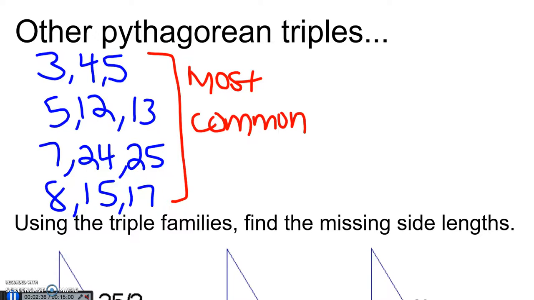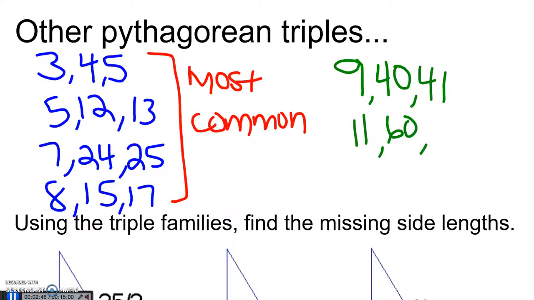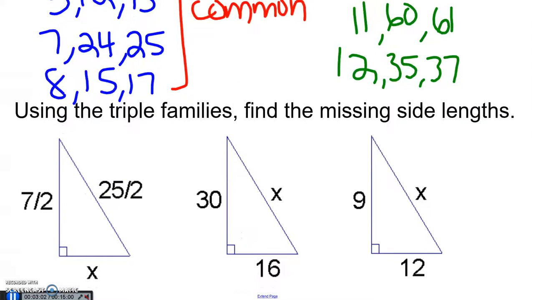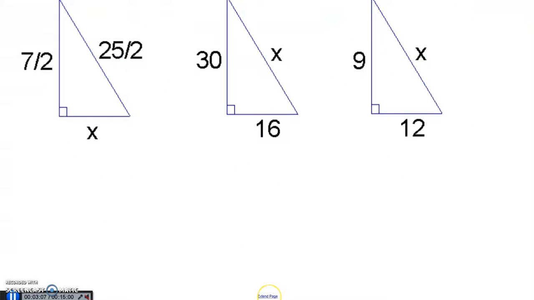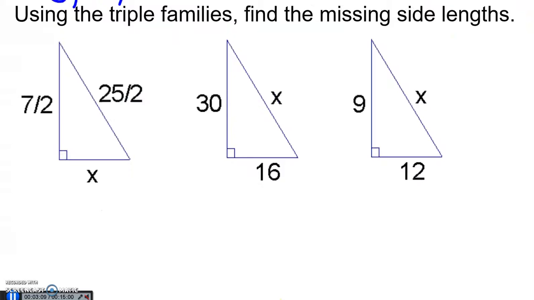A couple other ones that are good to know are 9, 40, 41, 11, 60, 61, maybe 12, 35, 37. Those you don't actually have to memorize necessarily, but they might come up, so if you're familiar with them, it'll be easier for you to recognize them. Alright, so let's see how we can actually use these to solve for x. Rather than doing the Pythagorean theorem, we're going to use our triples.